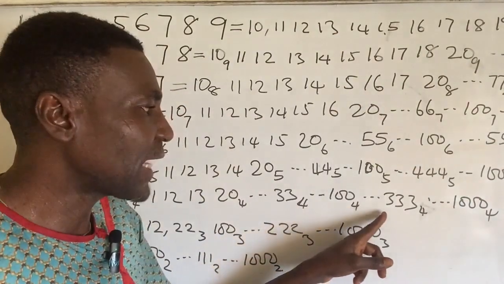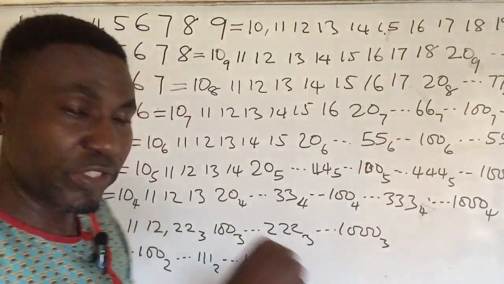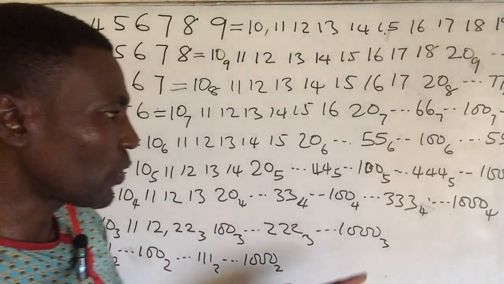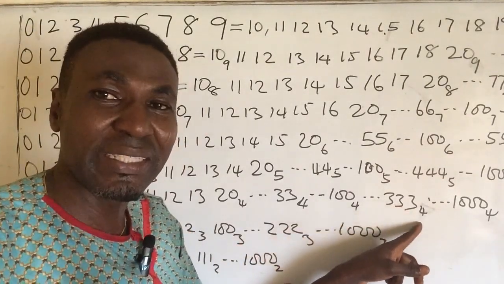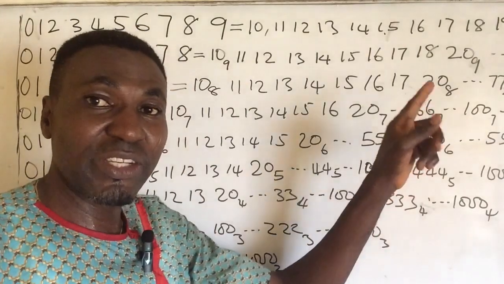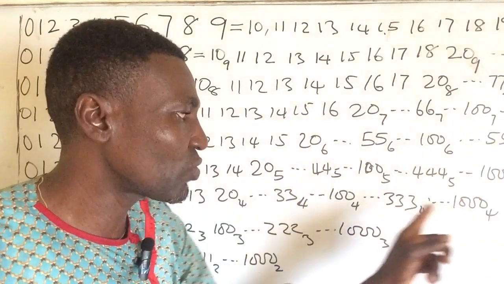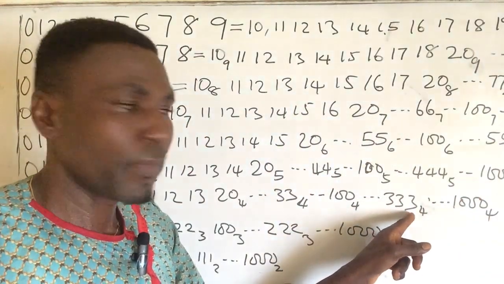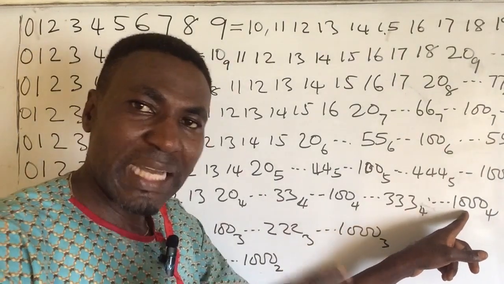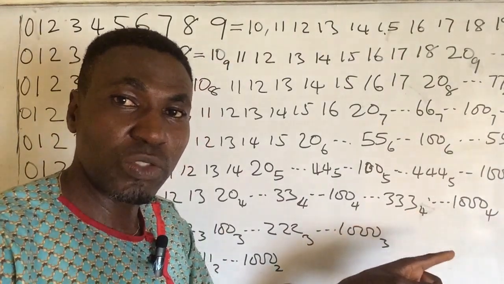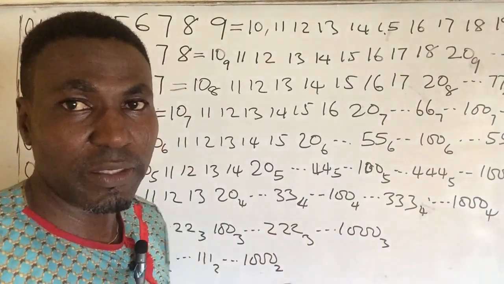If you continue like that, trying to hit 1000 in base 10, in base 4 the last number you will count on is 333 base 4, just like in base 10 you say 999, that will give you 1000. This one is 333 base 4, which will now give you the 4-digit number 1000 base 4.